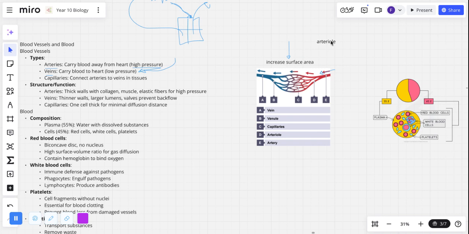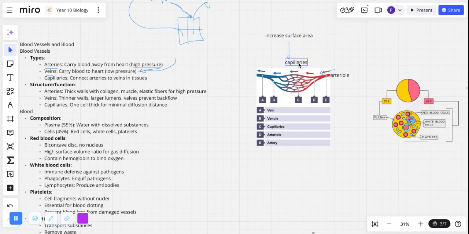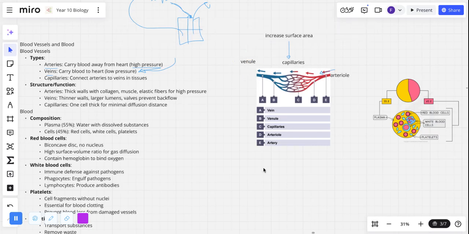So you have your arterioles here, and it then goes to the capillaries here. After your capillaries, and let's say this is coming from your left ventricle, going round your body, you will unload oxygen, pick up CO2, and then you're going to go to a vein, but before you go to a proper vein, you go to a little tiny vein called a venule.